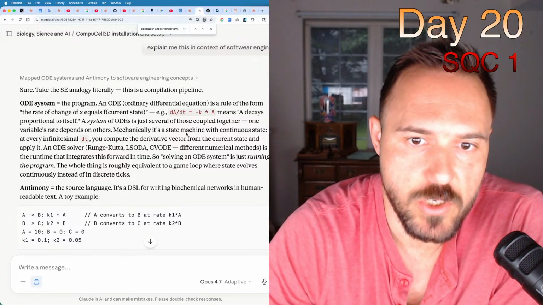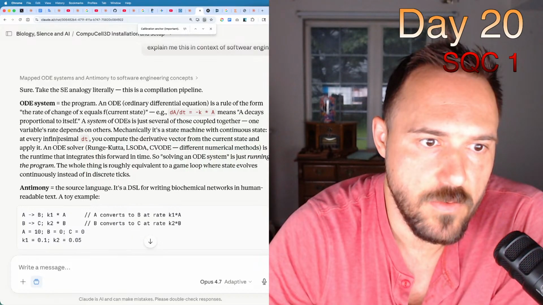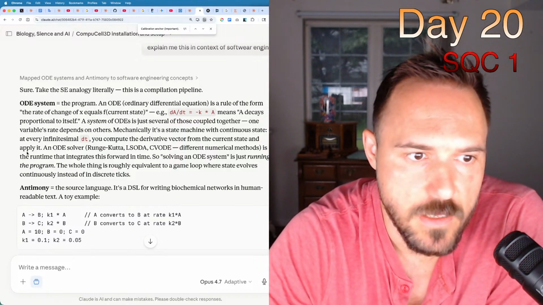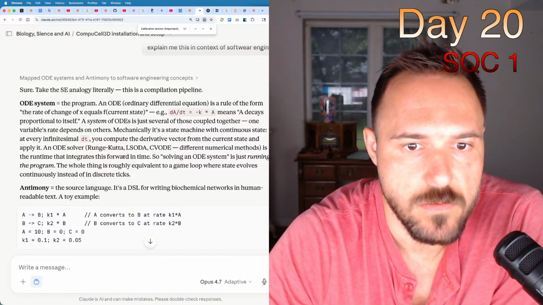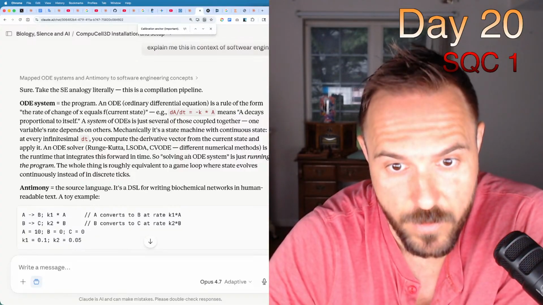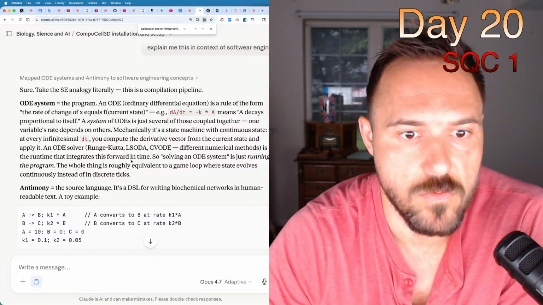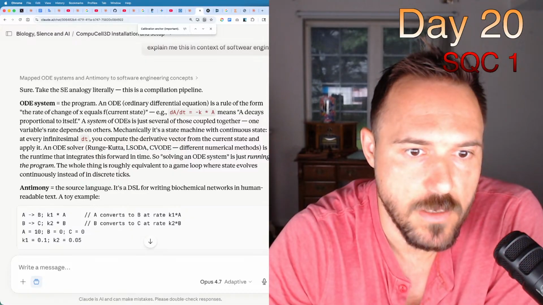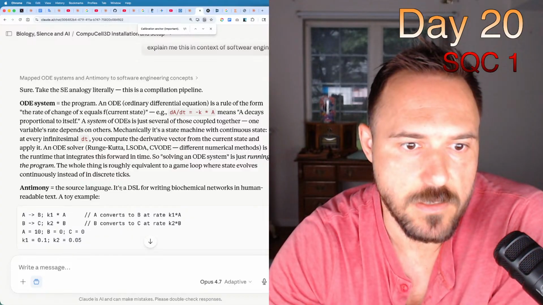Mechanically, it's a state machine which continues state. At every infinitesimal dt, you compute the derivative vector from the current state and apply it. An ODE solver, Runge-Kutta or other numerical methods, is a runtime that integrates the state forward in time. So solving a system is just running the program. The whole thing is roughly equivalent to a game loop where state evolves continuously instead of in discrete ticks.